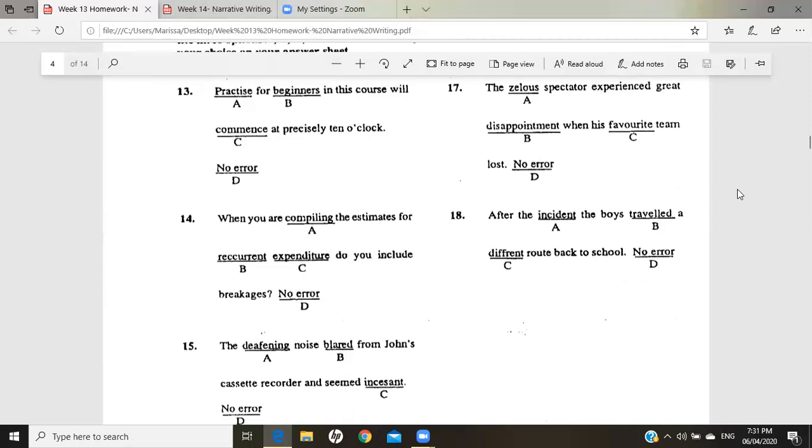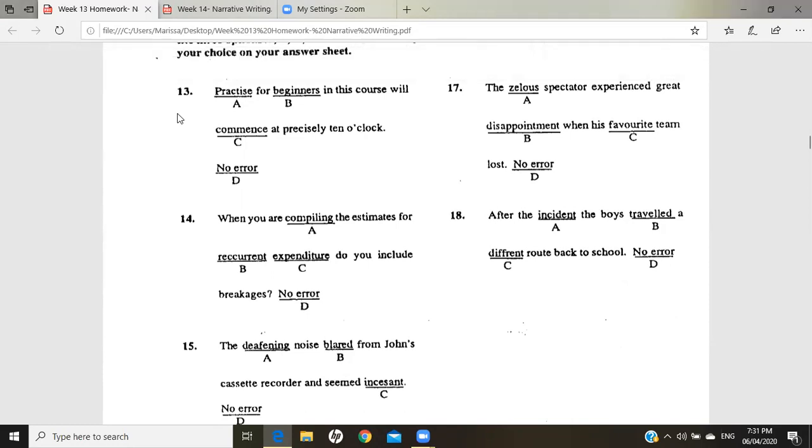So, Hema, you're gonna do this section for me. Hema, are you there? Felicia, are you there? And are you willing to do this section? Yes, miss. Good. So you will start with number 13. We're looking to see if there are any words spelled wrong, or if not, you will tell us that there's no error and well, D will be your answer.